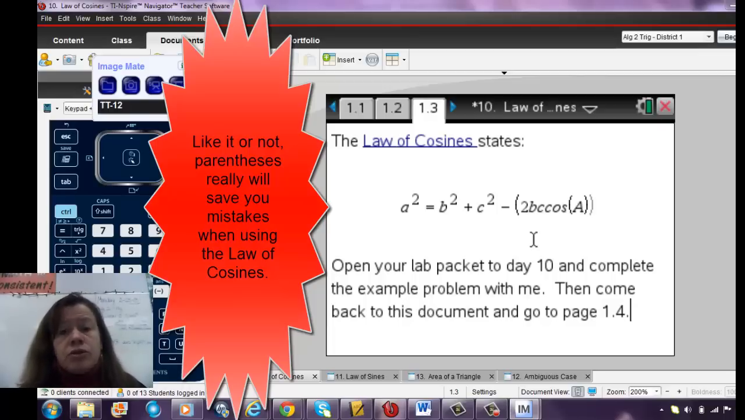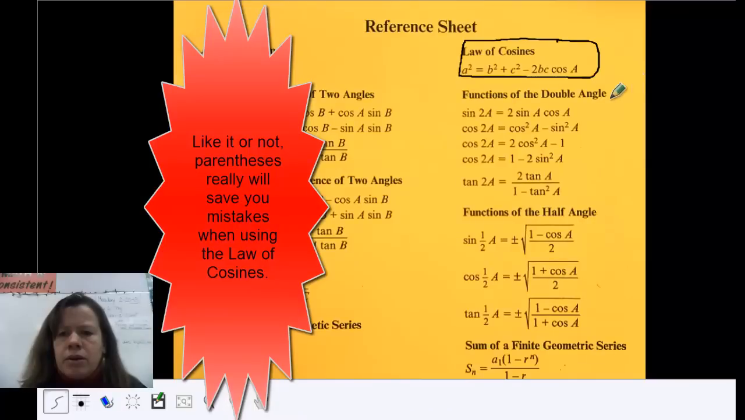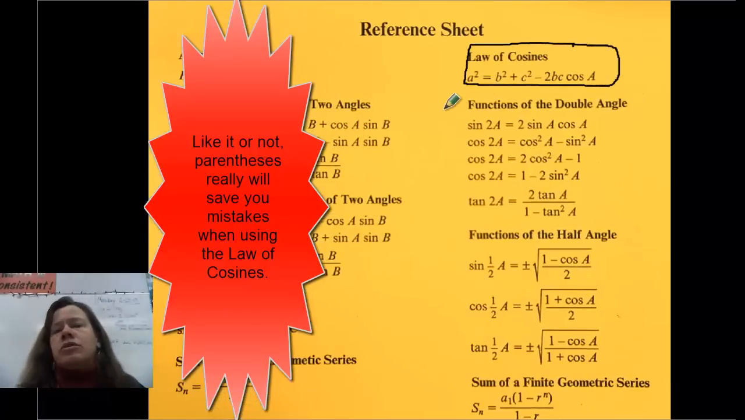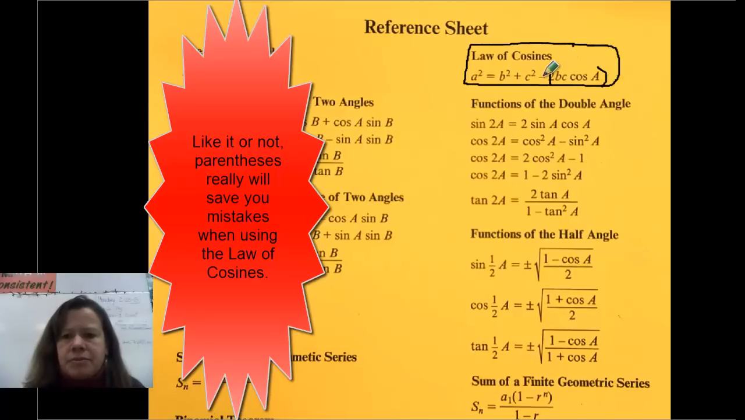So my first warning to you about your Regents reference sheet is, when you copy this formula down, and you can copy it down, you're not supposed to memorize it. It's not meant to be memorized. It's given to you on Regents Day on your reference sheet. But when you copy this down, make sure you add in parentheses after your subtraction sign.